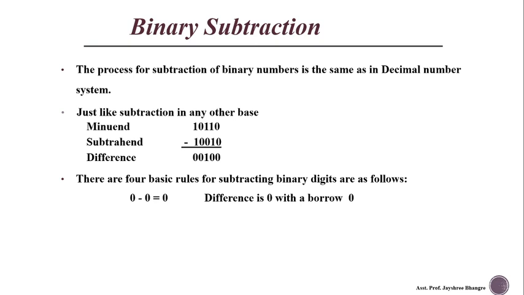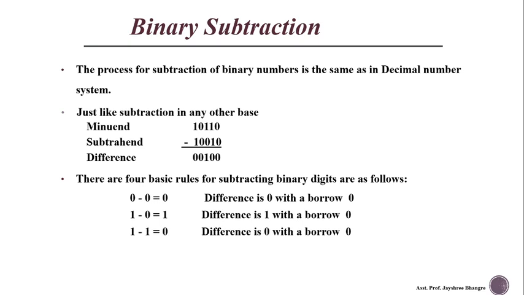So 0 minus 0, the difference is 0, as we didn't borrow 1 from the next column, so borrow is 0. So 1 minus 0, again the difference is 1, as no borrow is used, so borrow is 0. 1 minus 1, again the difference is 0 and no borrow is used, so it is 0.